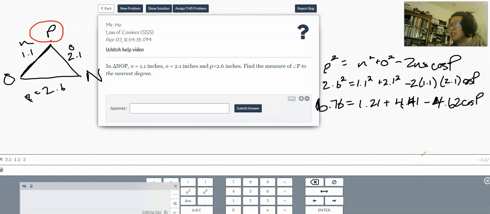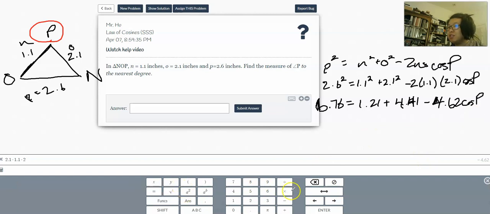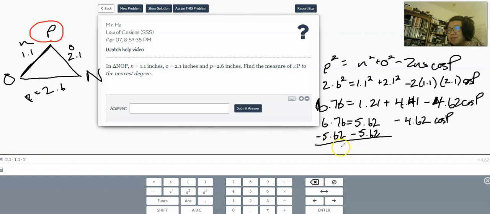All right, now we just got to move everything around and isolate our variable, right? Which means we got to get everything on to the left side, since we already have cosine on the right side. All right, so let's go ahead and move our things around. 1.21 plus 4.41, that's going to give me 5.62, I believe. 5.62. I still have the minus 4.62 over here. Okay. And then I need to move this over to the other side, combine it with our 6.76, right? So that'll give me something like, what is this? 6.76 minus 5.62. I'm trying to do the mental math. It's taking a little longer than I needed it to. 1.14 equals negative 4.62 cosine P, right?